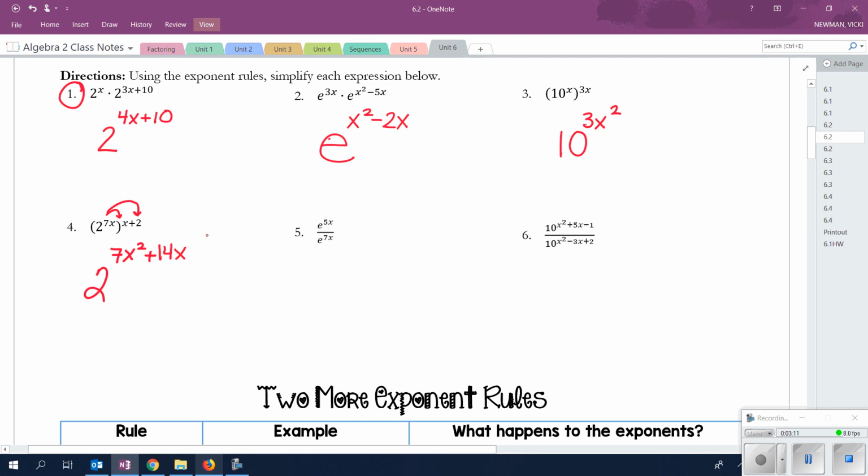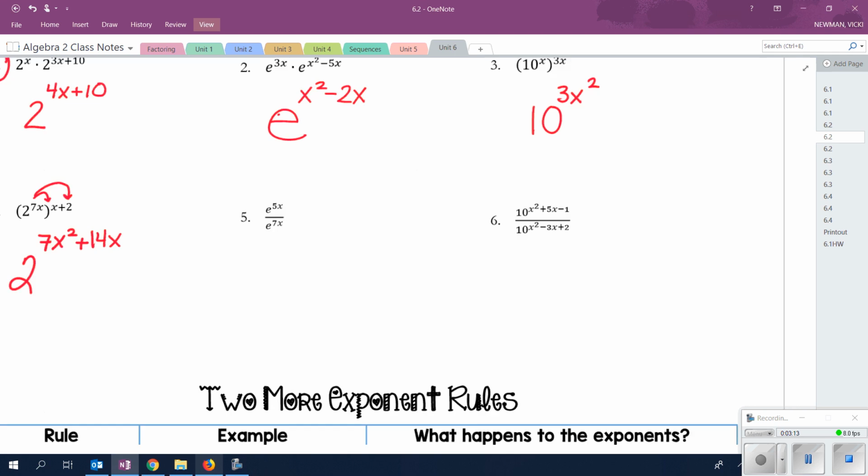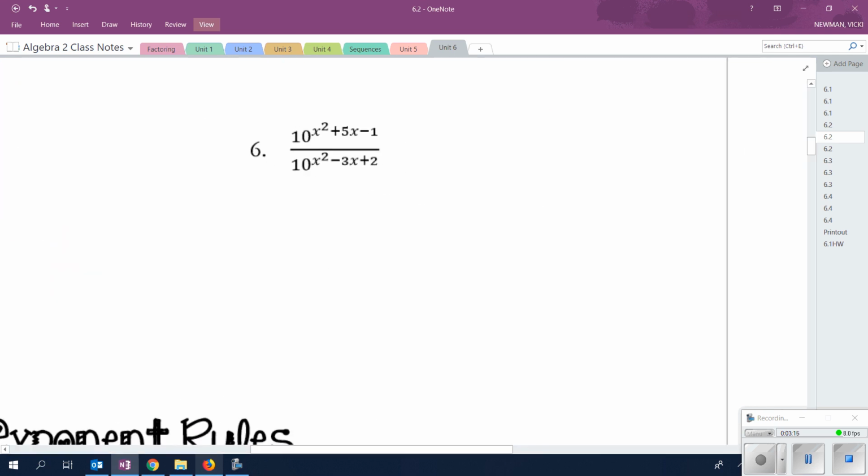Number 6, I'll let you do number 5. Number 6 is a complicated looking one, isn't it? What do we do with the exponents? Subtract. And so it's 10 to the x squared plus 5x minus 1 minus the whole bottom exponent. Now, why am I being so dramatic about the whole bottom exponent? You've got to distribute that negative.